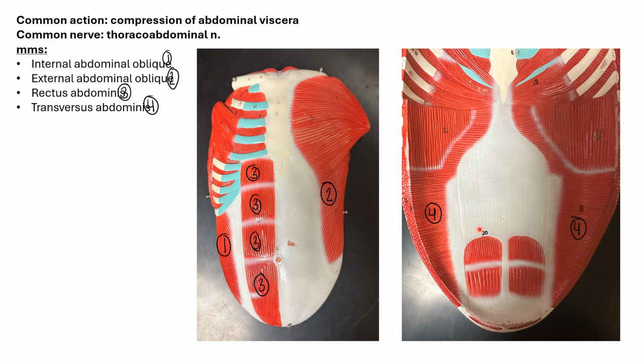Next, taking a look at adding in our transversus abdominis here, number 4. When all 4 of these muscles bilaterally contract, they work to compress the abdominal viscera, and they're all innervated by the thoracoabdominal nerve.